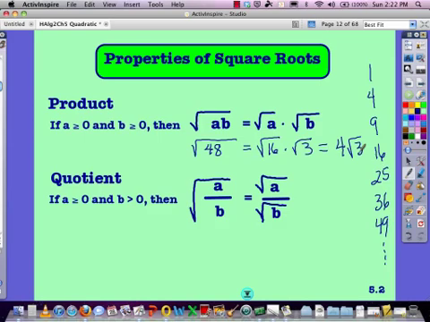Same thing happens when we have quotients. Again, we're talking about positive numbers underneath, and if you end up with, let's say, a fraction, and you don't like your fraction, and your fraction can't be reduced, but it's still square rooted, you must think of it first as separate numbers before you can break it down.